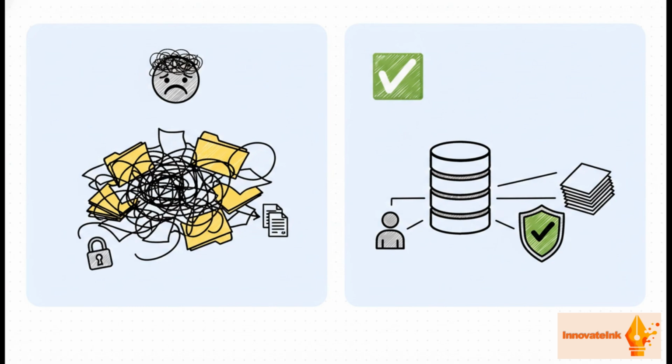Okay, this slide really lays it all out. On the left, you've got the classic file system mess. Think of it like a desk just covered in sticky notes. Data is copied all over the place, so if you change an address on one note, it's still wrong on 5 others. It's a nightmare to find anything, and security, forget about it.